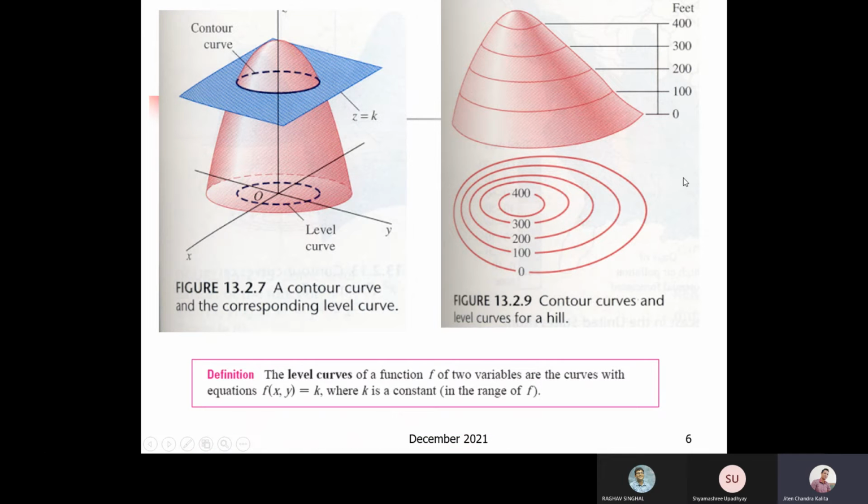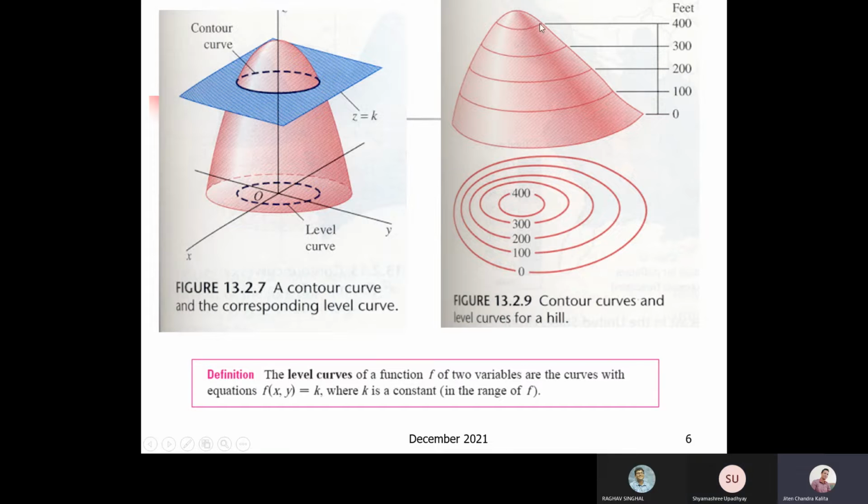So this is the formal definition of level curves. The level curves of a function f of two variables are the curves whose equations are f of x comma y equal to k, where k is a constant in the range of f. That is very, very important. You cannot choose k beyond the range of f. Is it okay? Fine.